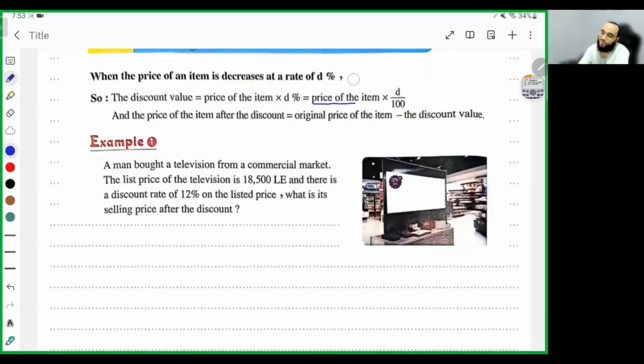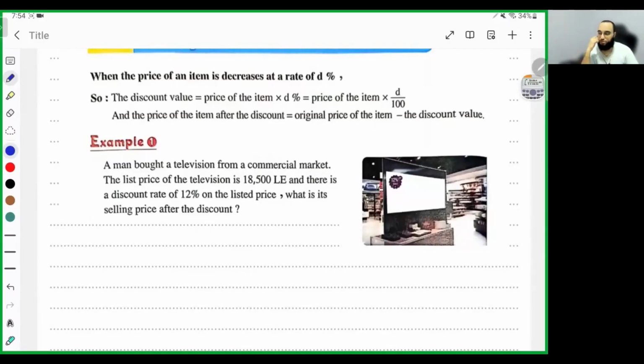So something like if you wanna buy a t-shirt from a shop, you go to the shop and ask about the price of the t-shirt. He tells you the t-shirt price is 100 pounds. But for you, I'll make a discount of 20%. So the price after the discount becomes 80 pounds only instead of 100.